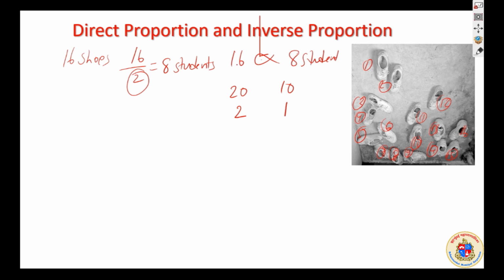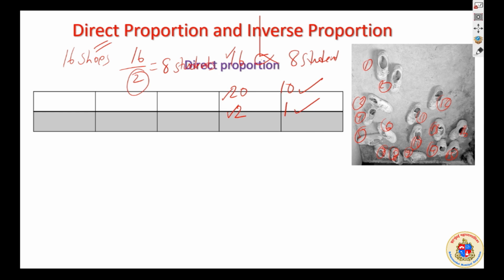So we can see that when this number increases, the other number also increases. When it decreases, the other number also decreases. Such a relationship is there in direct proportion. In some cases one increases, other decreases. Here both are increasing simultaneously. We call it direct proportion.